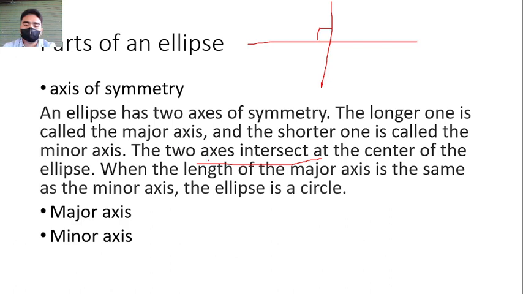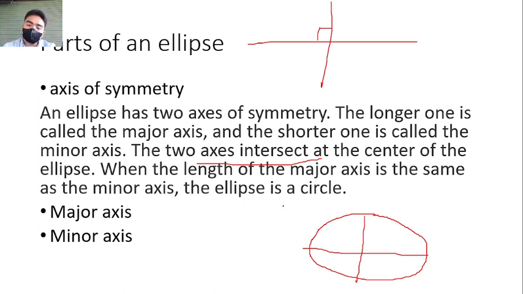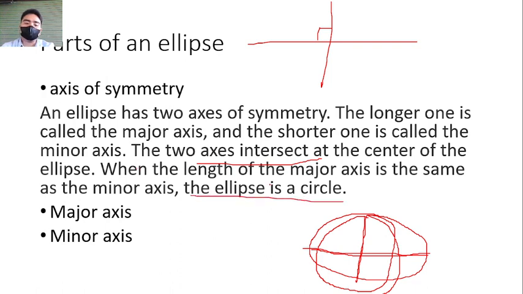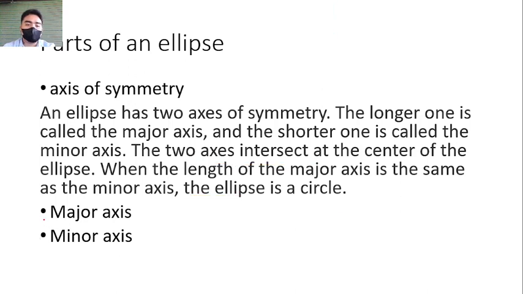Alright, so when the length of the major axis is the same as the minor axis, of course, if this is your ellipse, there is the longer one and there is a shorter one. But what if your major axis becomes equal to the distance of your minor axis? What if they are just the same? So, of course, they will just become a circle. Okay? So, if they have the same length, it will become a circle. Okay? Alright. So, those are for the axis of symmetry.